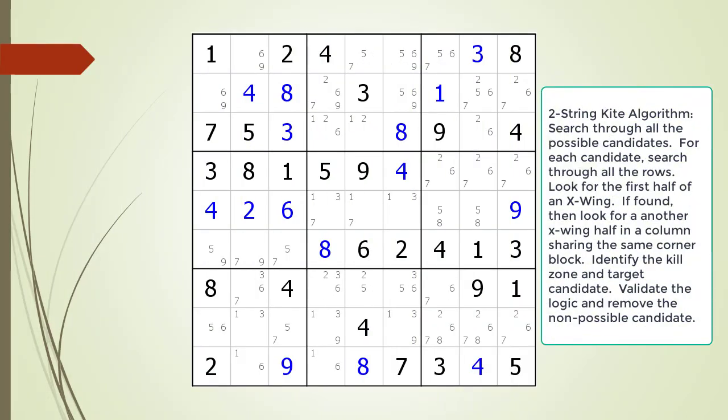Consider the following Sudoku in progress. With this example, we will show a slightly different wrinkle than the example we just showed. Just as before, we follow the algorithm for finding our two-string kite by searching over each possible candidate.